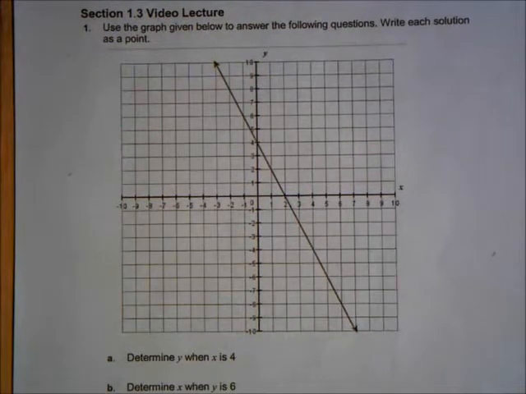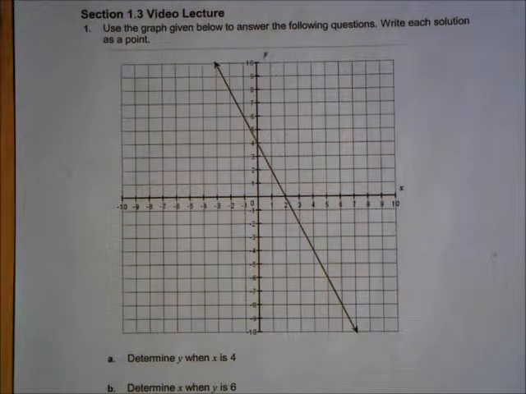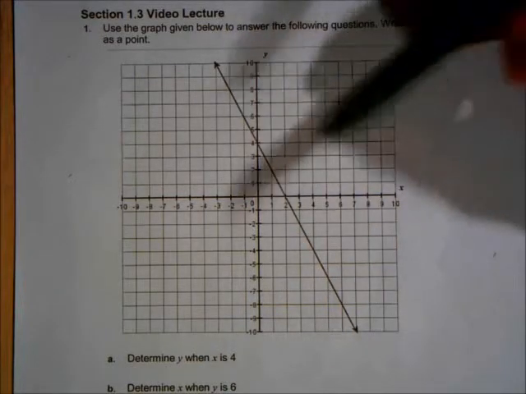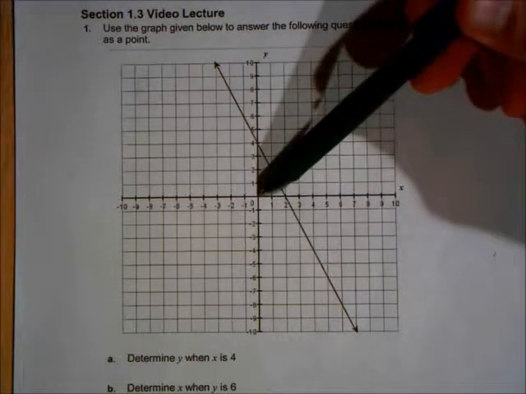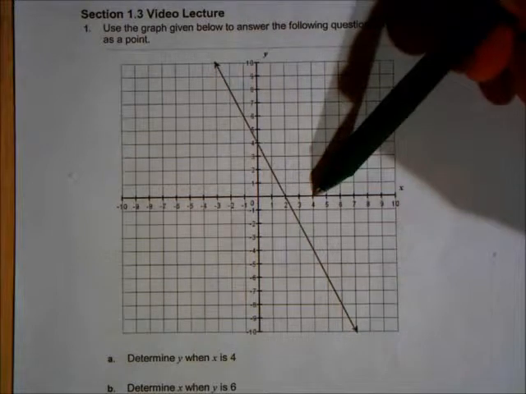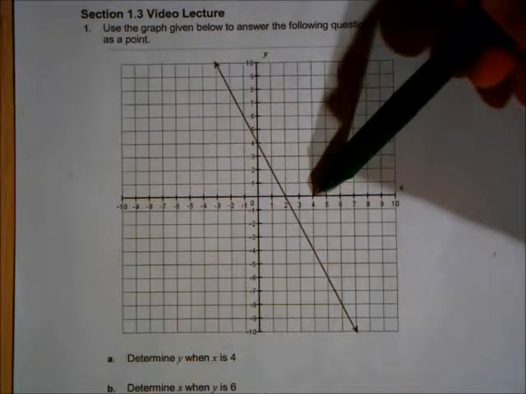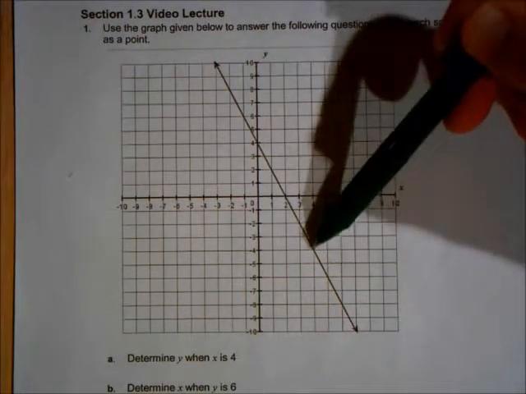Okay, so I'm going to start on my graph. I'm going to start at the origin, and I'm going to go to where x equals 4. And then I'm going to go and hit the line. So I come down here, right here where I hit the line. And it wants to know the y number. So I go back across. It looks like y is -4.